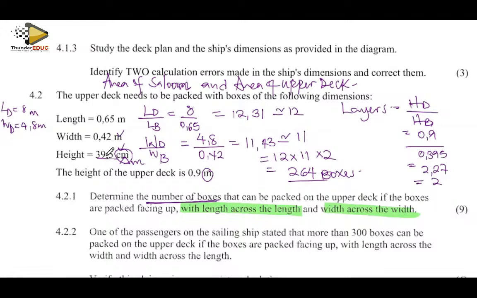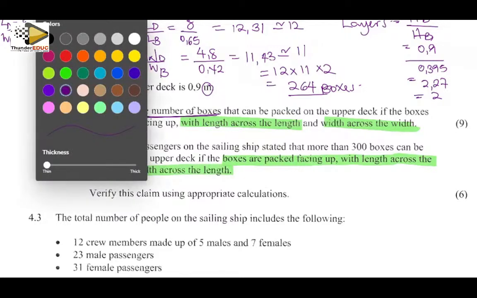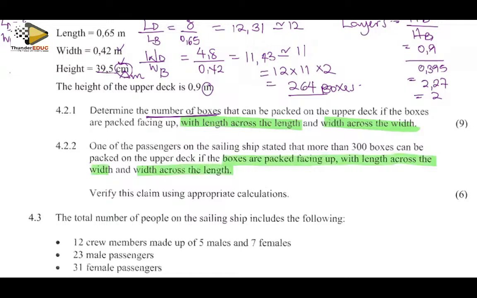Okay, we go to question number 4.2.2. One of the passengers on the sailing ship stated that more than 300 boxes can be packed on the upper deck. If the boxes are packed facing up with length across the width and width across the length. What does this simply mean?